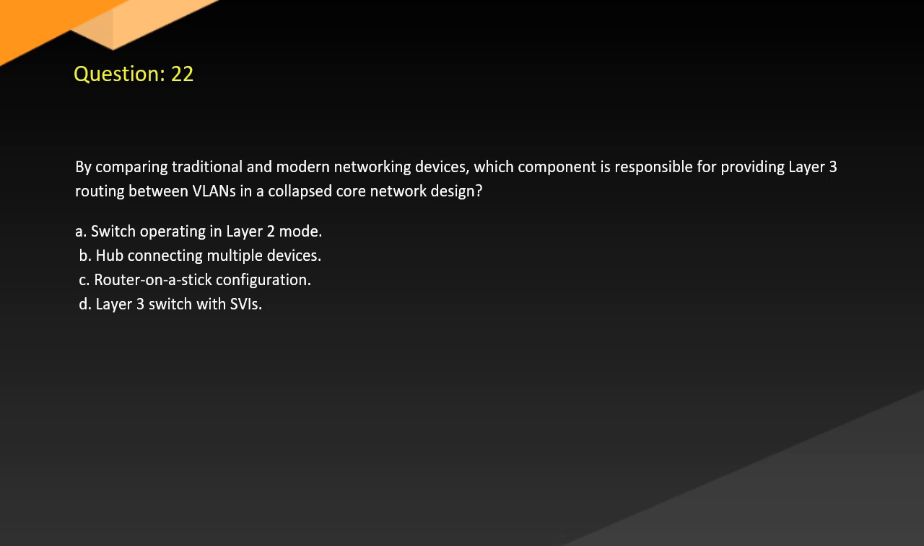Question 22. By comparing traditional and modern networking devices, which component is responsible for providing layer 3 routing between VLANs in a collapsed core network design? A. Switch operating in layer 2 mode. B. Hub connecting multiple devices. C. Router on a stick configuration. D. Layer 3 switch with SVIs.